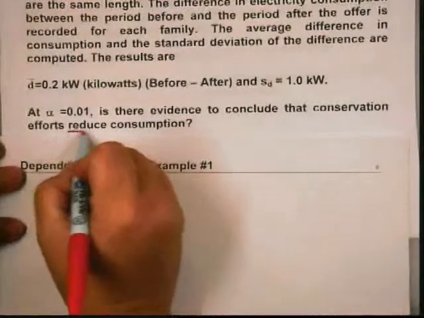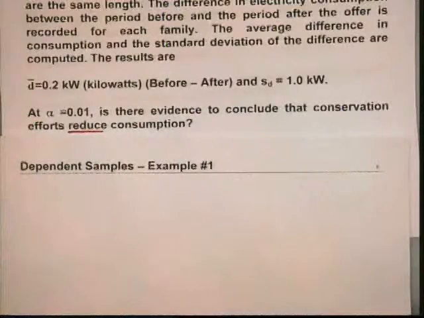Well, here, directional wording, right? Reduce. In my mind, when I hear reduce, I think left side test. Not necessarily the case, though. Whether this is a right-hand test or a left-hand test depends on how I computed the differences. I did before minus after, or was given before minus after. And so if there is a reduction, before minus after should be what? Positive or negative? If there's a reduction, before minus after should be positive.